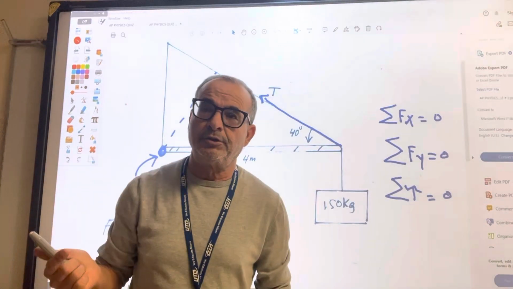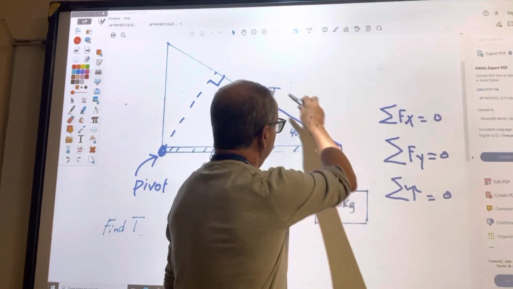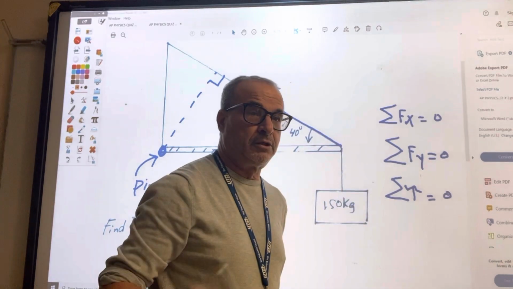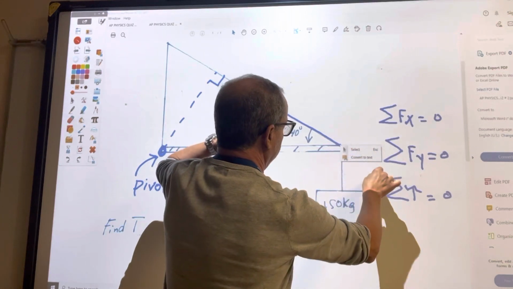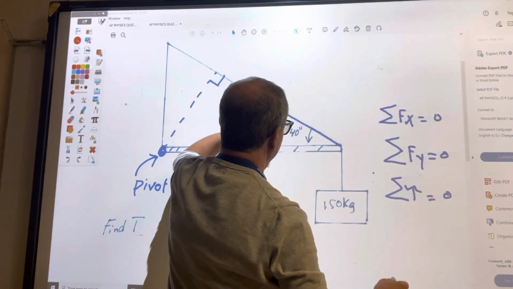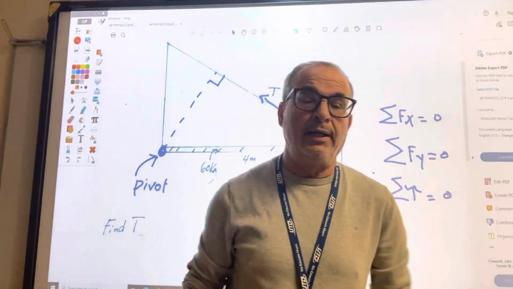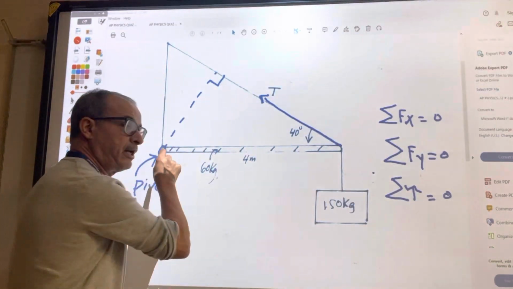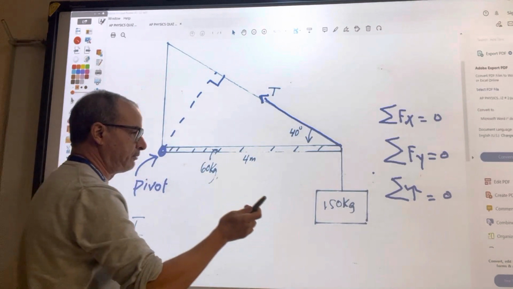You have a choice. You can choose the other one as the pivot, but if we choose that one, the T is not going to be involved, because if you choose a pivot there, the T does not produce any torque. So you're not going to get it in the equation, and you're not going to be able to solve it. That's why we're choosing this one as the pivot. So let's do the sum of the torques equals 0.